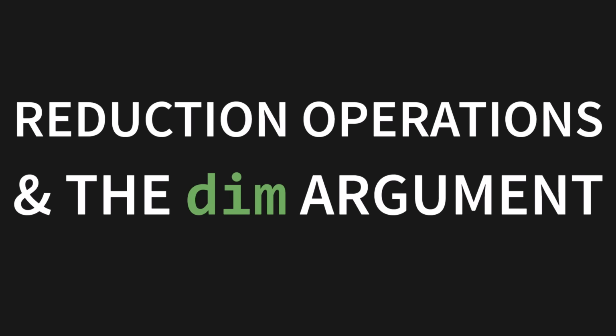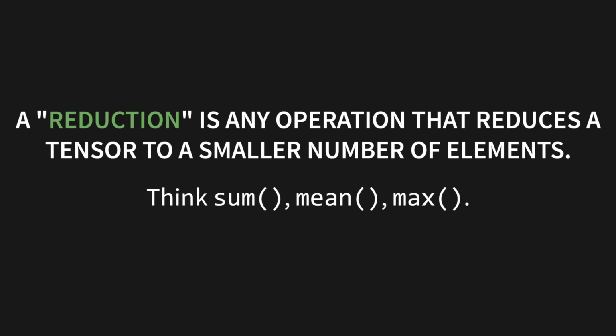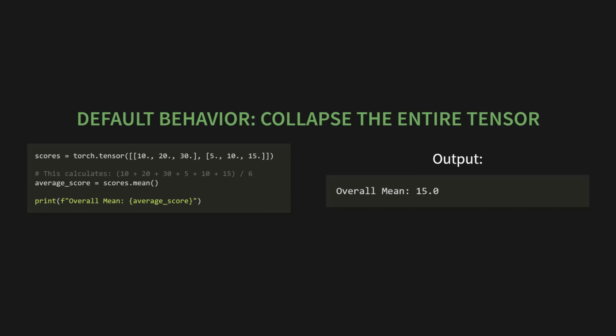Next up, reduction operations and the dim argument. A reduction is any operation that reduces a tensor to a smaller number of elements. Think of things like sum, mean, or maximum. Let's look at the default behavior. Imagine we have a tensor called scores with 2 rows and 3 columns. When we call scores.mean with no arguments, it calculates the mean of the entire tensor. It adds up all 6 numbers and divides by 6. The overall mean, in this case, is 15.0.